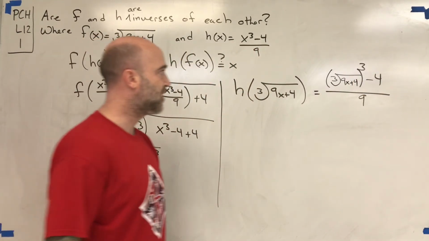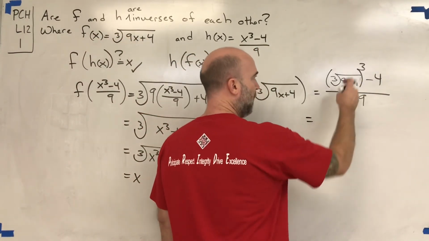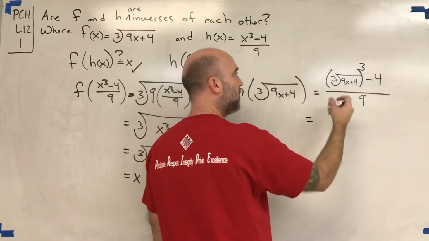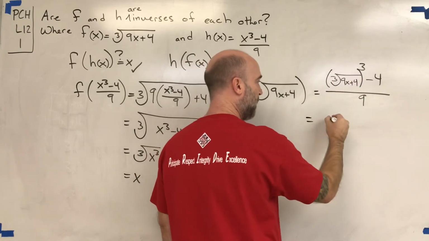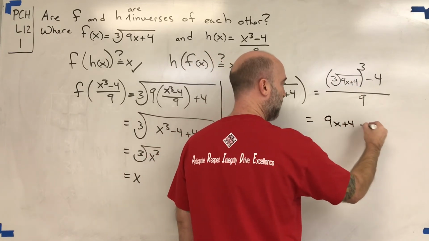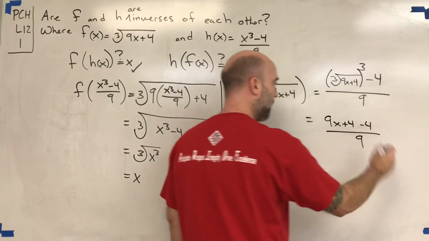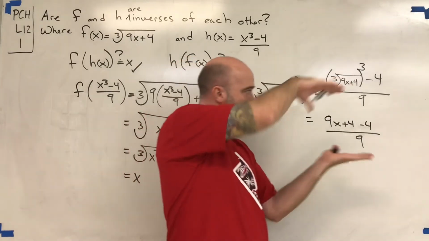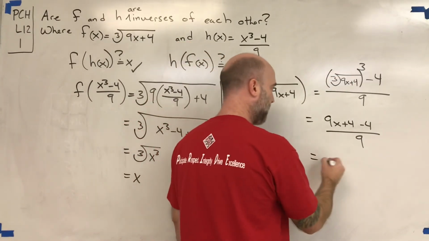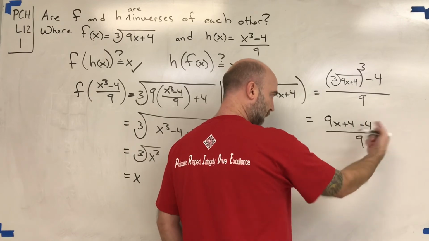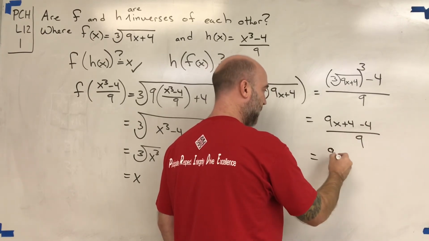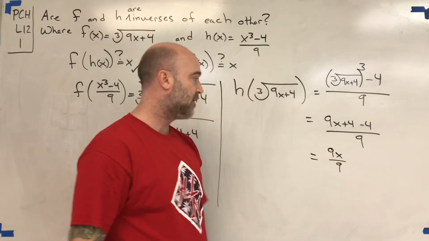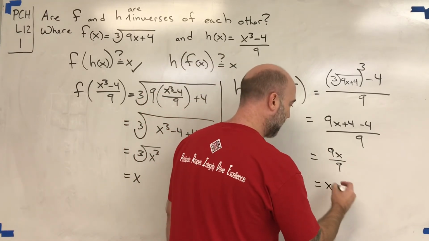Okay, let's go ahead and start simplifying. These are inverse operations of each other. Cube and cube root undo themselves, and we're just left with what's inside here. And it's 9x plus 4 minus 4, divided by 9. We do our order of operations. The top is done separately from the bottom. So I simplify the top. 4 minus 4 are opposites of each other, they go away. I'm left with 9x over 9. And we have a common factor here. The 9s reduce out, and we're left with x.